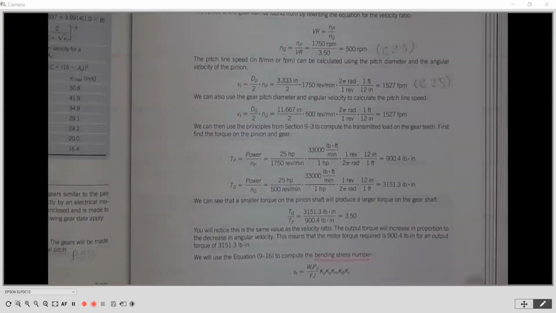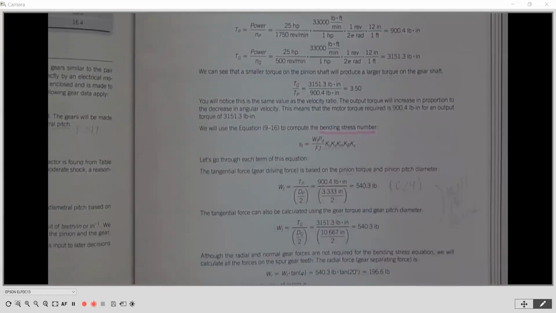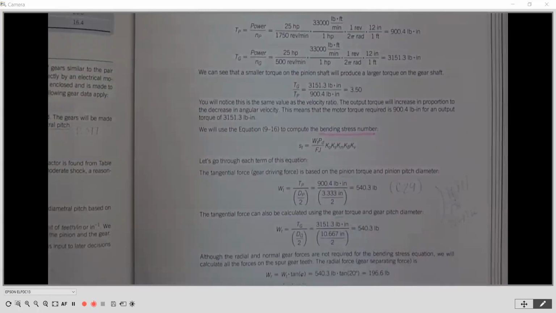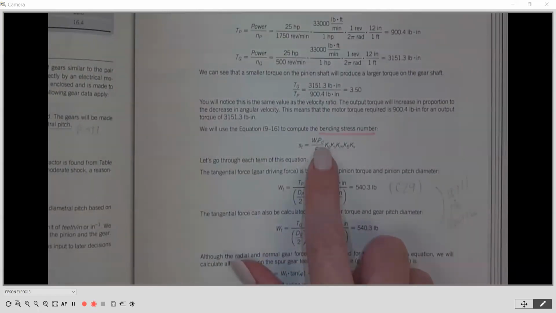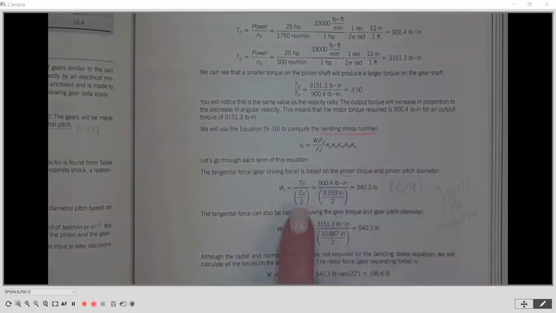And then as we go a little bit further down, you're going to notice now we've got our bending stress number. Now our bending stress number, as we know, is going to take into consideration the tangential force, the diametral pitch, the face width, and that J, which is a geometry factor, and all of these K values. So we already have that tangential force calculated. That's already right here on our spreadsheet, so we don't need to worry about calculating that.